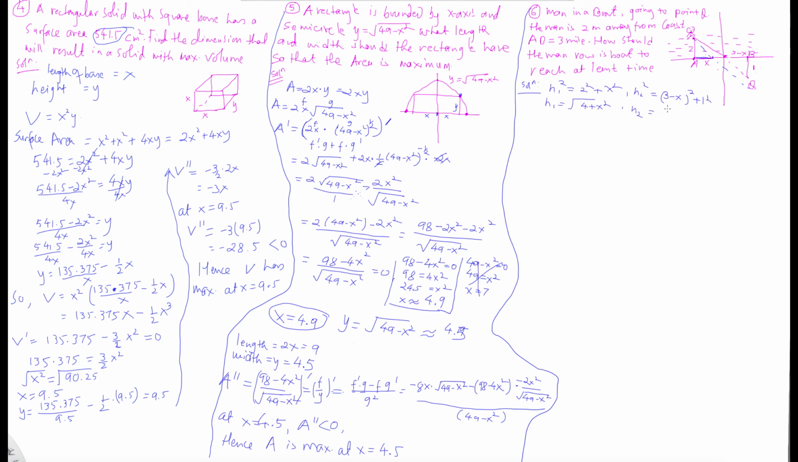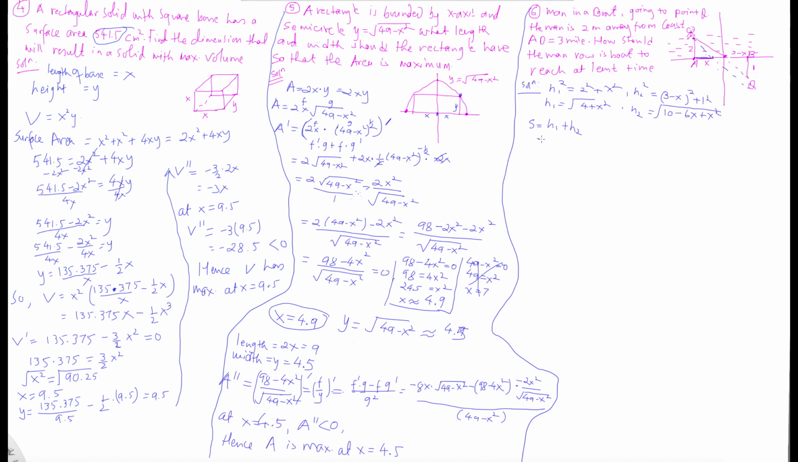Let's simplify that. What you get is 3 minus x times 3 minus x. You will get 10 minus 6x plus x squared. That's what you will get: h2 is the square root of 10 minus 6x plus x squared, when you take the square root on both sides and simplify that. Okay, now your goal is to minimize h1 plus h2, right? Let's say the sum is h1 plus h2.